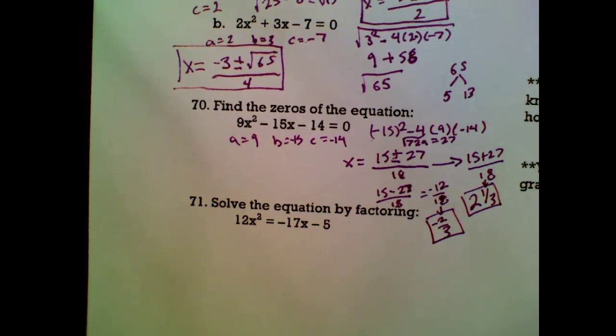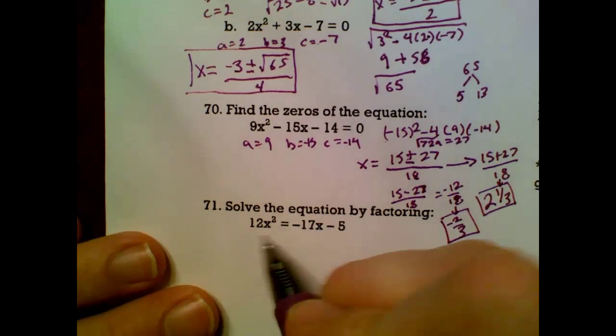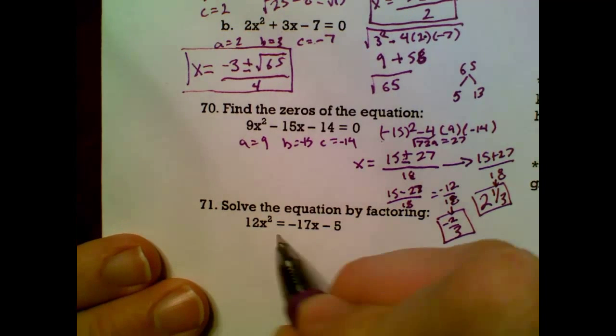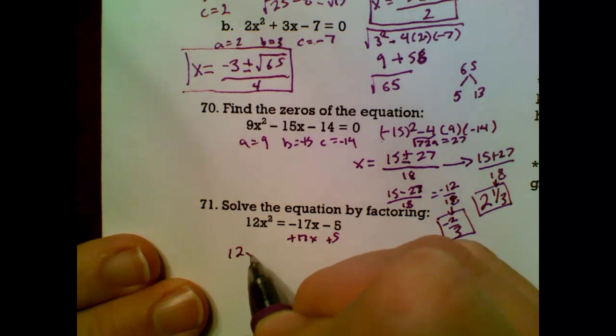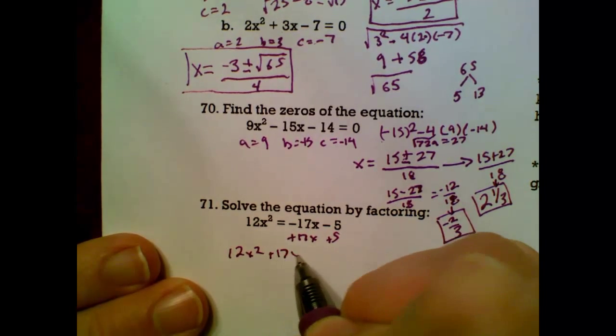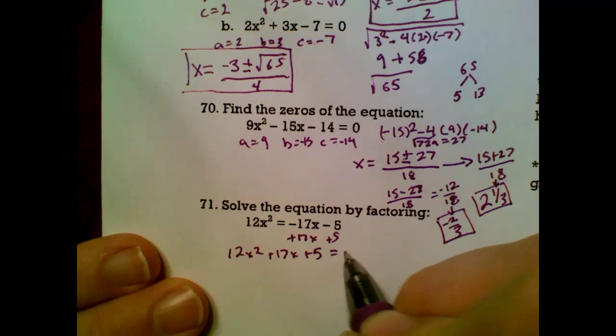Okay, moving on to number 71. 71 says solve the equation by factoring. So this one says you can factor. Let's do it. Let's get it equal to 0 first. So let's add 17x, add 5, so we got 12x squared plus 17x plus 5 equals 0.